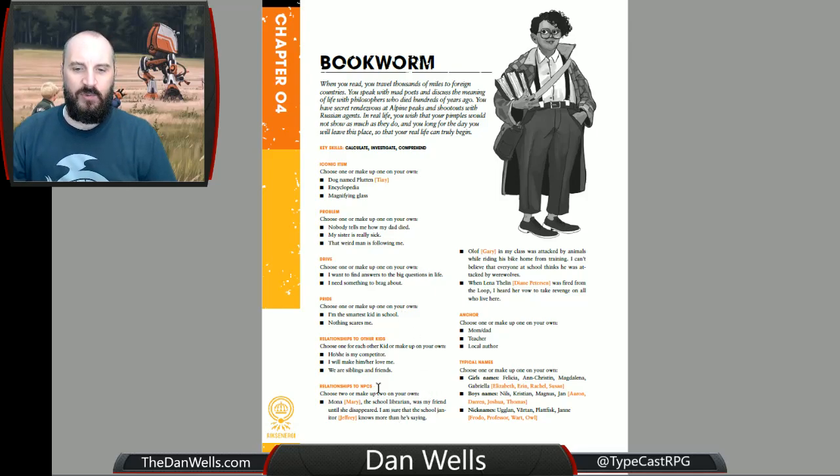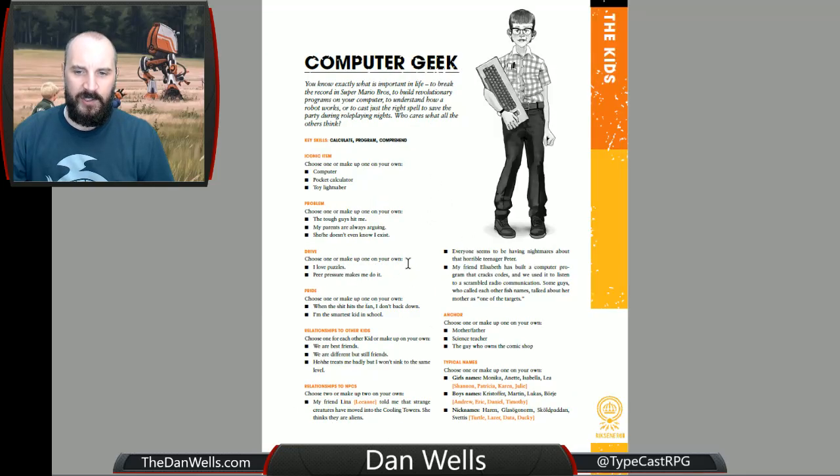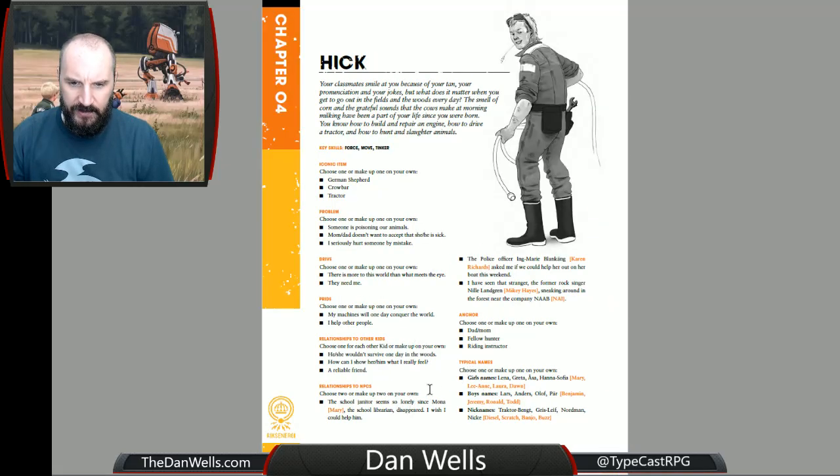Then there's relationships to NPCs, extra people in your life. And you choose 2 of these. And again, you can make these up or use the suggestions. And the ones they suggest are fantastic. Mona, the school librarian, was my friend until she disappeared. I'm sure that the school janitor knows more than he's saying. And they're all things like this. And in fact, a lot of the other ones will reference a lot of the same people. So there's another one in here: the school janitor seems so lonely since Mona, the school librarian, disappeared. I wish I could help him.